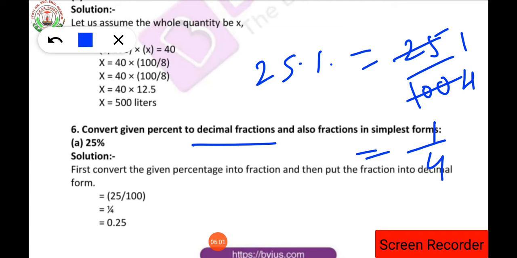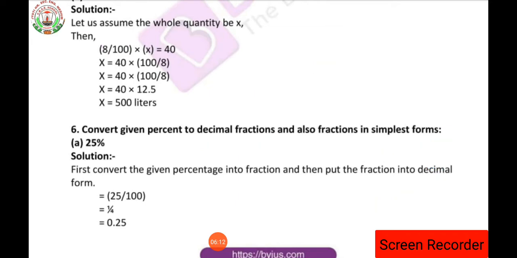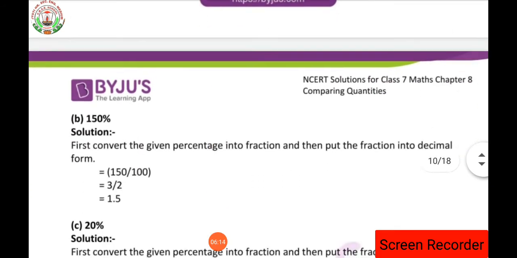If it is a decimal fraction, 1 by 4 will be divided and we will get the answer as 0.25. Clear? So in this way you have to convert the percent into a number. Next question we are having for the same, 150%.